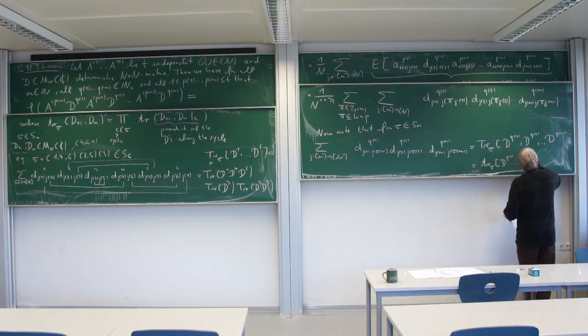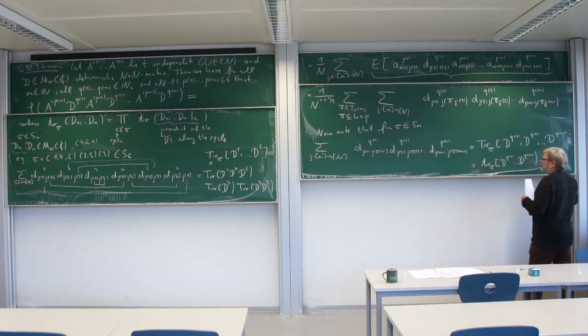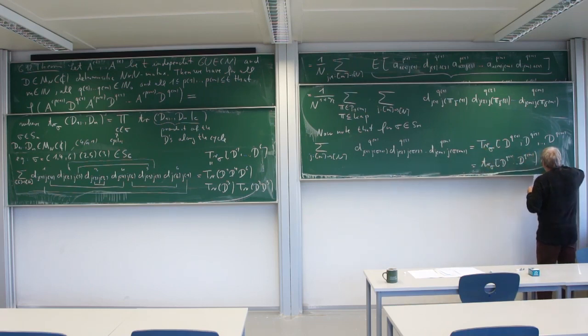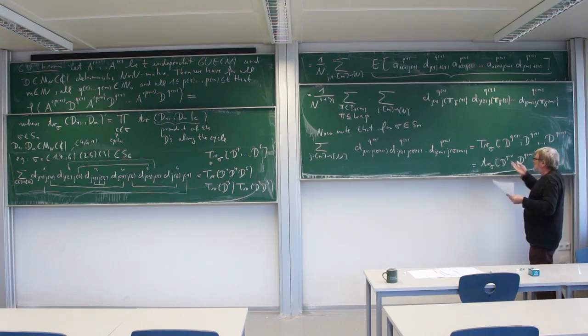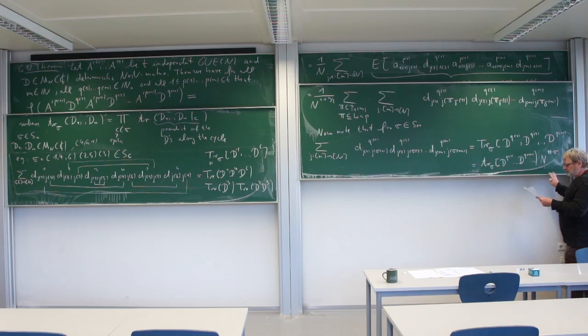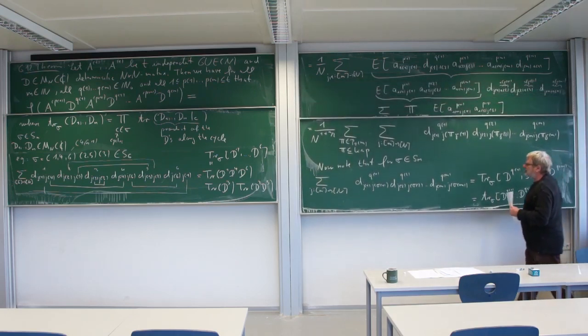Of course, for each factor in the capital trace I have here, I have to multiply this with factor n. So I get here the factor n, and how often? As many cycles as I have here, because for each cycle I have a trace. So I get the number of cycles of sigma. Okay.